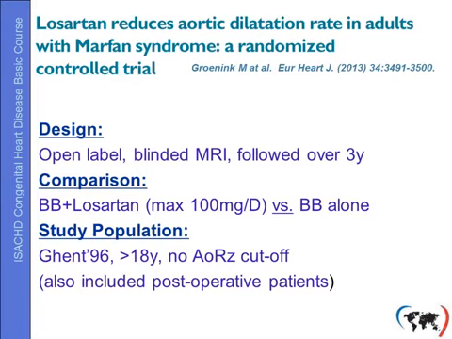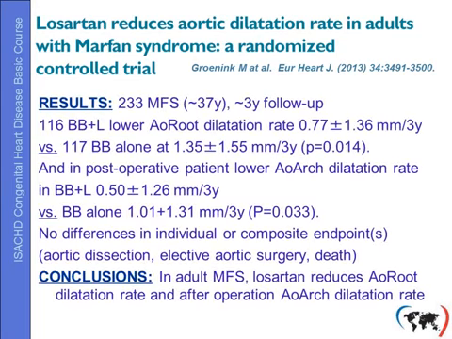So perhaps most significantly thus far, the results of the Dutch trial comparing beta blocker and losartan versus beta blocker alone in adults with Marfan syndrome followed by MRI have been published. And they found over 3 years a lower rate of aortic root dilatation in the beta blocker and losartan group, and also in post-operative patients a lower rate of aortic arch dilatation, but no difference in hard outcomes like aortic dissection, need for elective aortic surgery, or death.